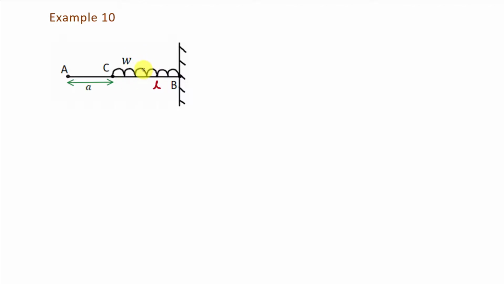It is a little bit similar to the previous example, but the difference is that between A and C there is no load. So here we will take two intervals. The first interval will be 0 less than or equal to x less than a. So here we will take the left part of point C. In this interval we will take a section at a distance of x from point A.